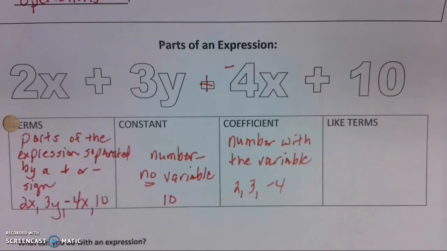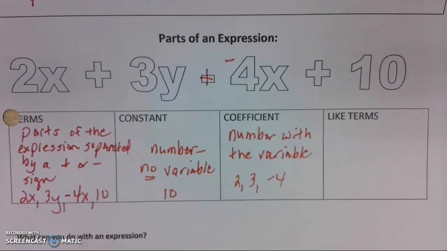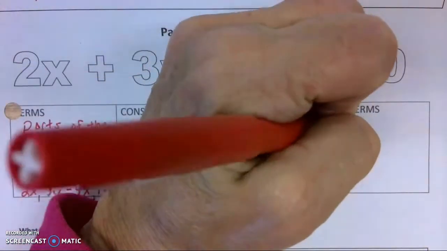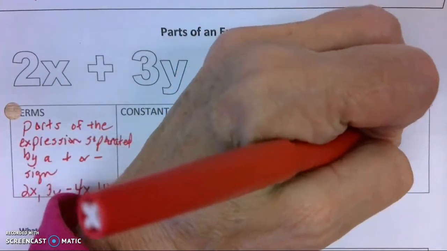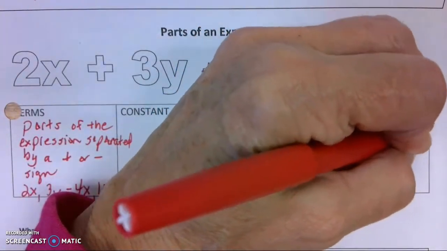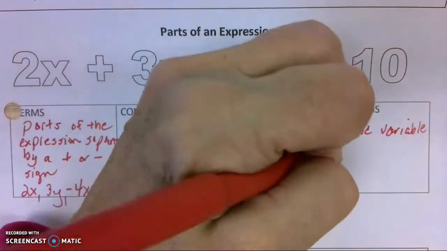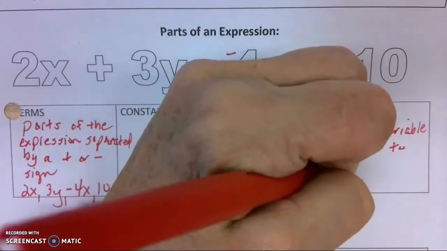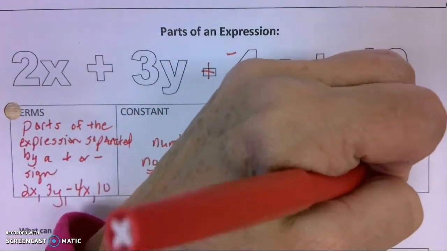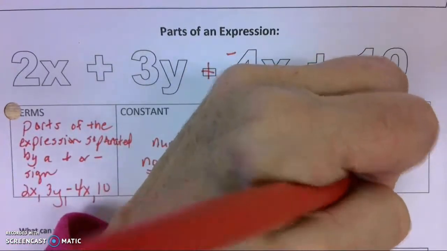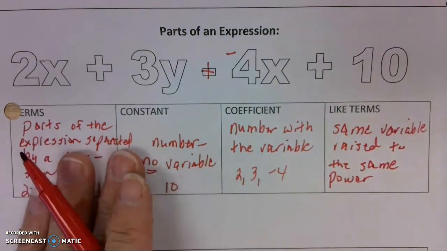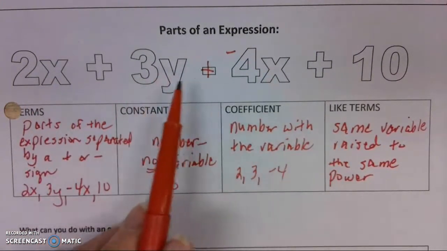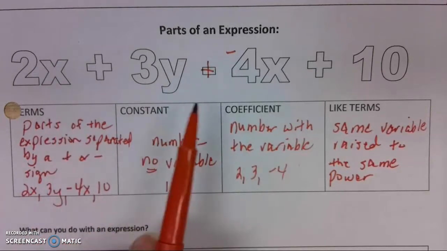And then finally, when I talk about an expression, I'm always going to look for like terms. And like terms have the same variable raised to the same power. Now remember that a variable is just a letter that we use to replace numbers in math. So in that expression, my variables are x and y.